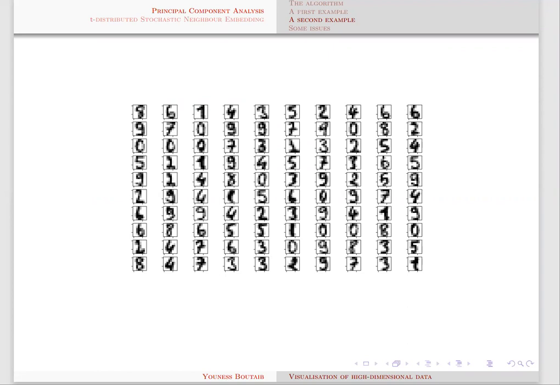Here we have 8 pixel by 8 pixel images of handwritten digits. So we can represent the data as 8 by 8 matrices. So the data is 64-dimensional. And the entries of these matrices are values between 0 and 1 corresponding to the brightness of each pixel. Again, we will try to visualize this data in 2 dimensions, and we'll use PCA for that.